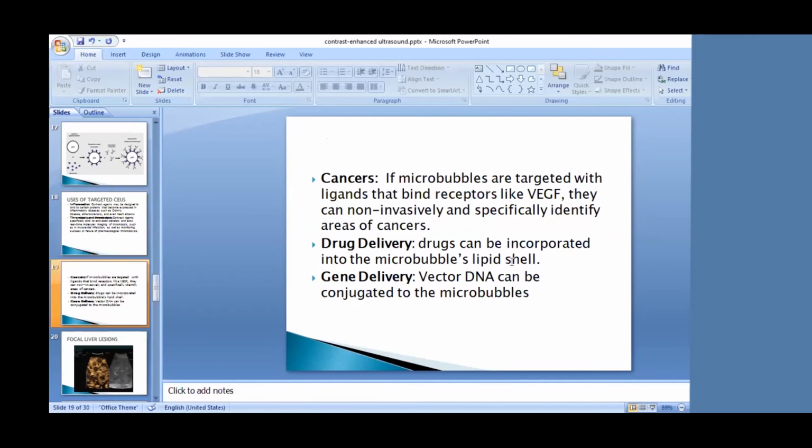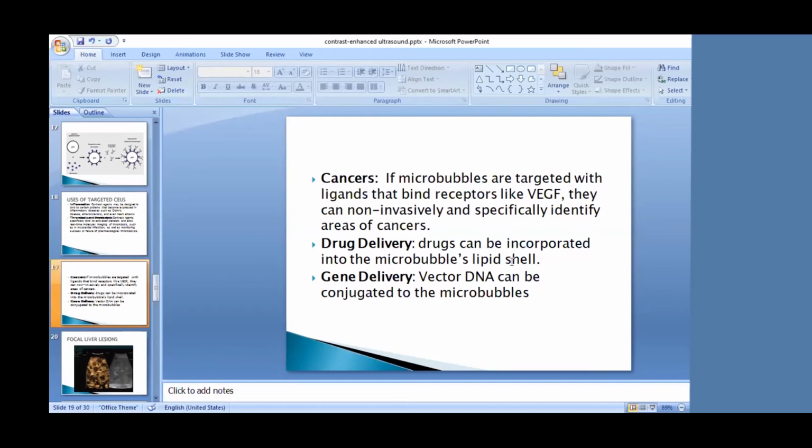Cancer. If microbubbles are targeted with a ligand that binds a receptor like VEGF, they can non-invasively and specifically identify areas of cancer. In cancer, when there are some markers expressed by the cancer, okay, we will make our microbubbles attach to that marker, to those receptors. So we will know there is a cancer area because our microbubble attached to that receptor expressed by the cancer.